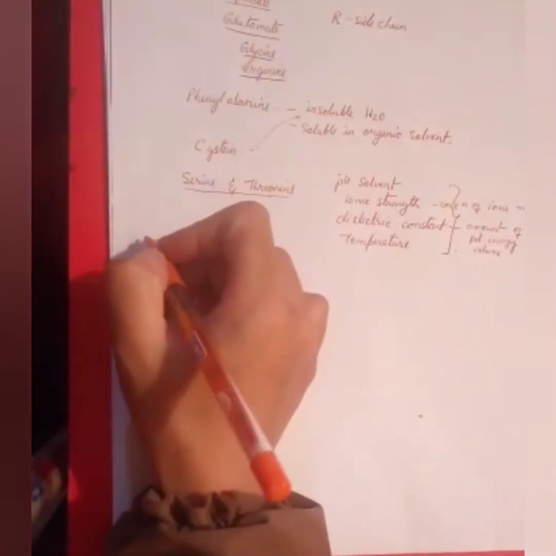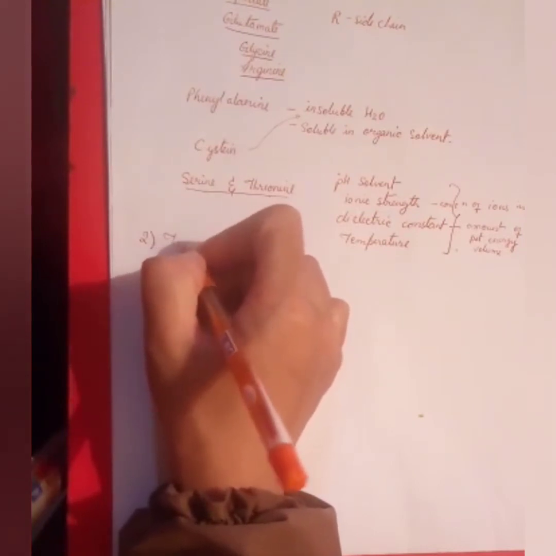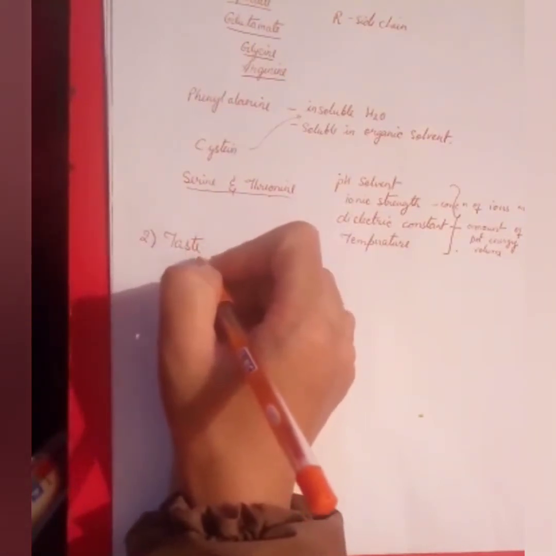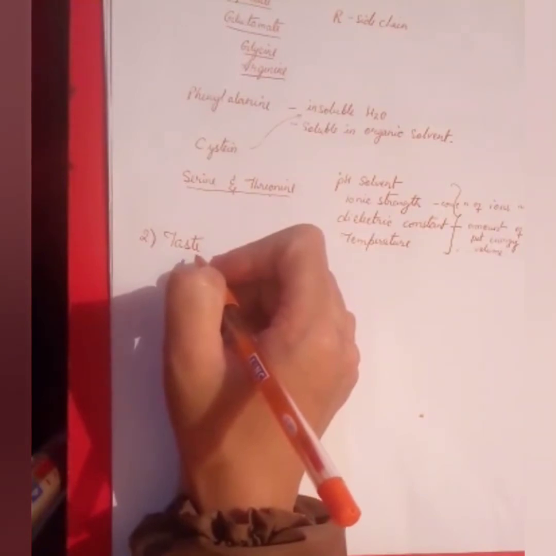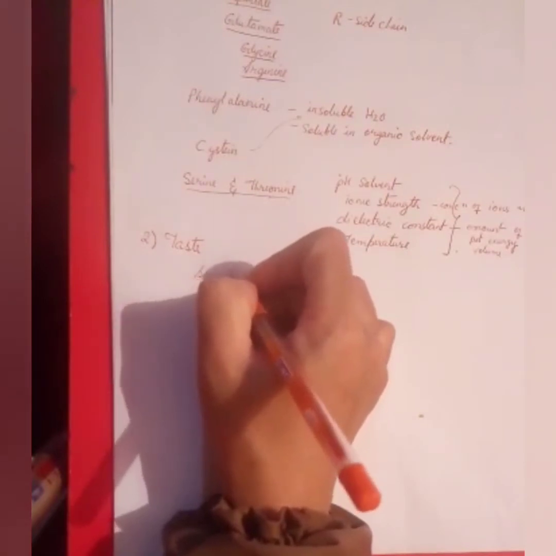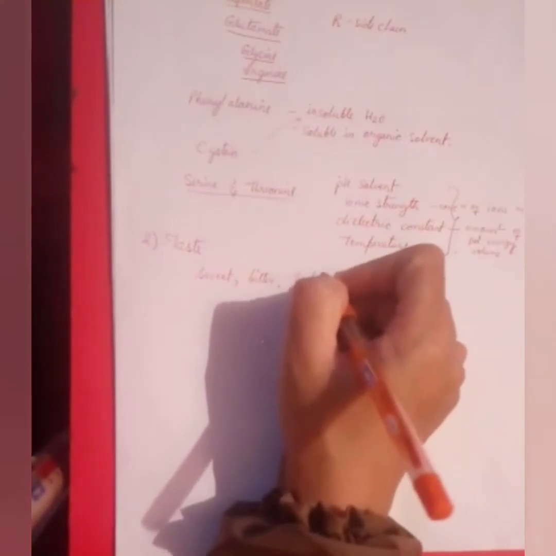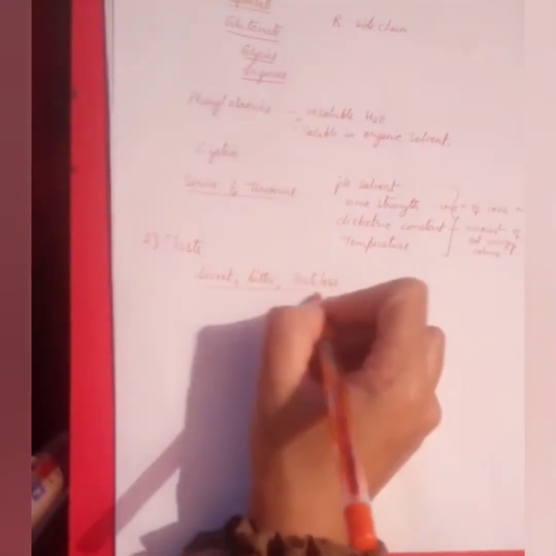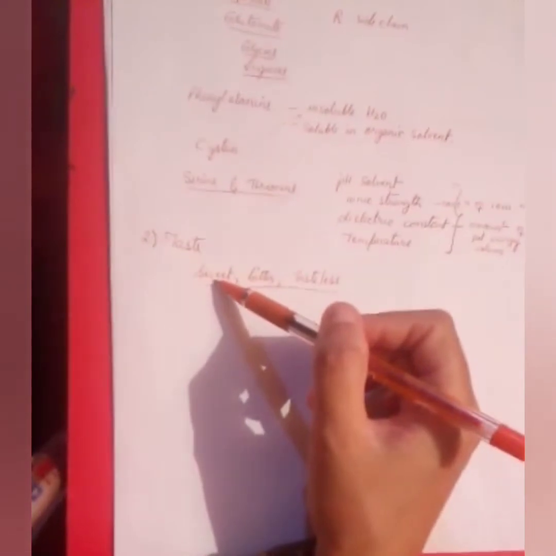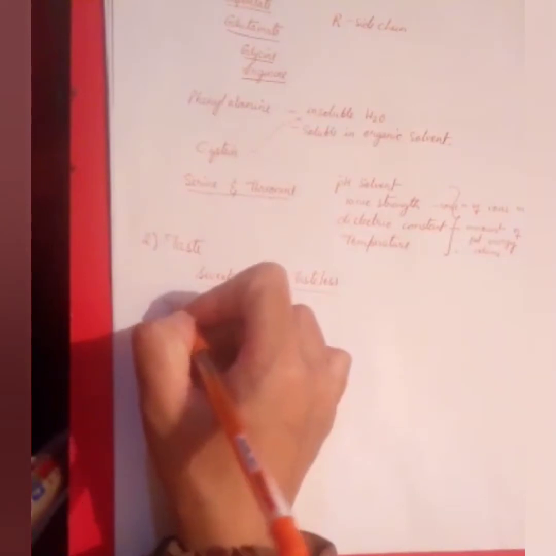Now the next general property of amino acids is the taste. All the amino acids are usually either sweet, bitter, or tasteless. Some of them are sweet, some are bitter, and some are tasteless.